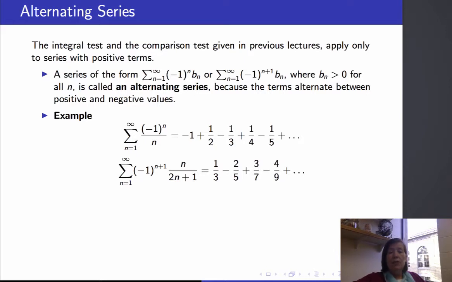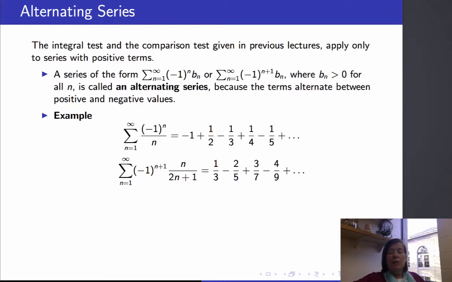The next series on our list, the second one, is the sum of (-1)^(n+1) times n over 2n plus 1. Of course, the bn, or the positive part, is n over 2n plus 1. For this series, the first term is positive because (-1)^(1+1) is plus 1. And then the series alternates between plus and minus.